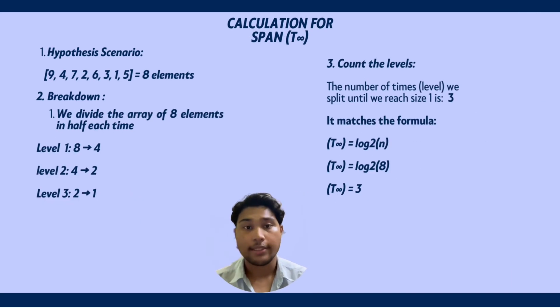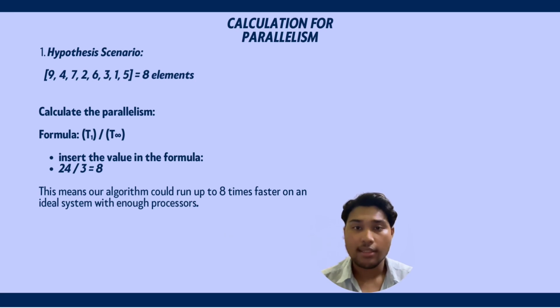Now, let's calculate the span, the number of steps on the longest chain of dependent operations. With 8 elements, the array is split 3 times until we reach single elements. And then, we merge them back 3 times until we get a sorted array of 8 elements. So, the span is 3, which matches the formula log base 2 of 8 equals 3. Now, we are at the last calculation, which is parallelism. Parallelism is work divided by span. We divide 24 by 3, which gives us 8.